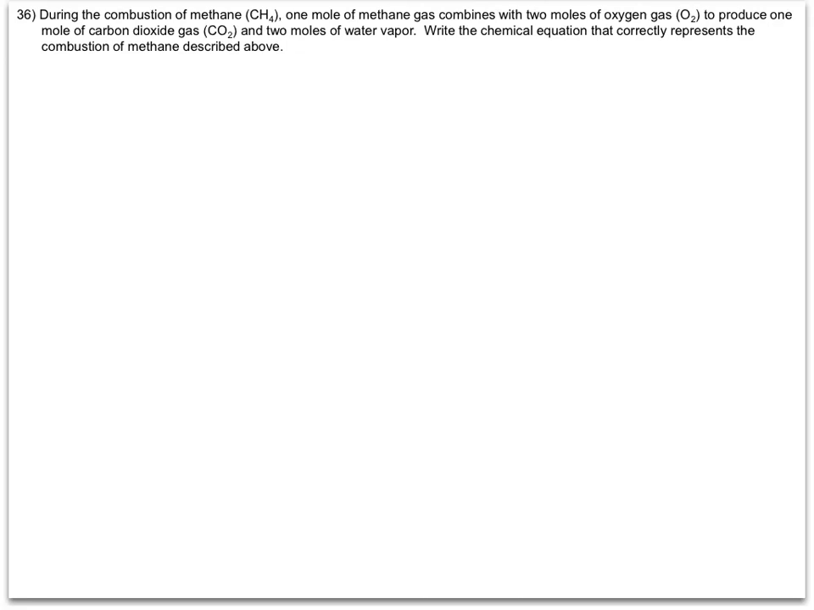Next one. During the combustion of methane, this is number 36, CH4, 1 mole of methane gas combines with 2 moles of oxygen to produce 1 mole of carbon dioxide and 2 moles of water vapor. Write the chemical equation that correctly represents the combustion of methane described above. Okay, this is actually so easy because it gives you everything. 1 mole of methane, and it tells you the formula. And it says 2 moles of oxygen, and it even tells you the formula. You have to remember that it's diatomic. And it says it produces 1 mole of carbon dioxide and 2 moles of water vapor.